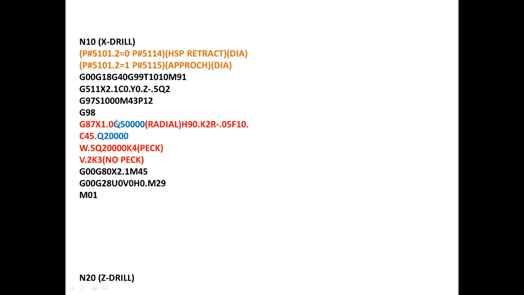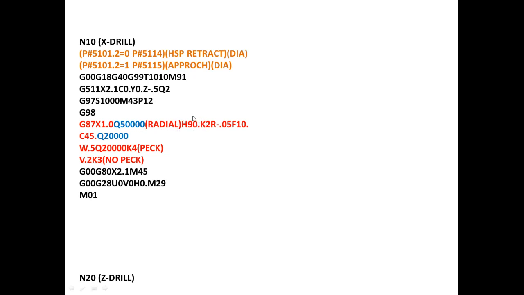The Q value in the program, not like a parameter, in the program Q value is the radial value. Because of the 5 decimal point, unfortunately in Fanuc control you cannot use a decimal point on Q and P. So in this case, 50,000 means 0.05 per side, radial value. So that's the pecking amount.